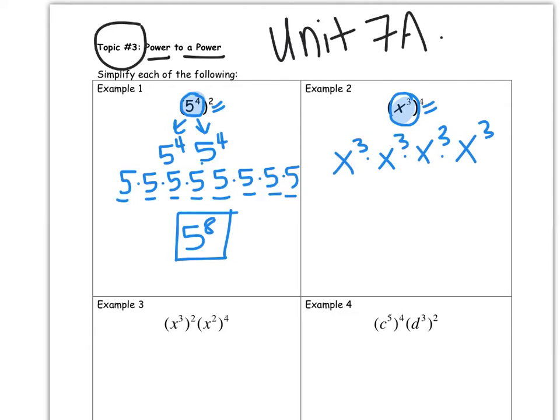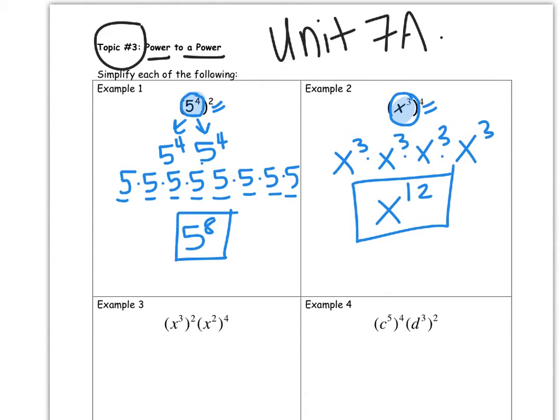I have 3 x's plus 3 more plus 3 more plus 3 more. So that's 3 plus 3 plus 3 plus 3. And that gives me in total 12 x's. So you see I skipped this step right here because I could do that in my head.